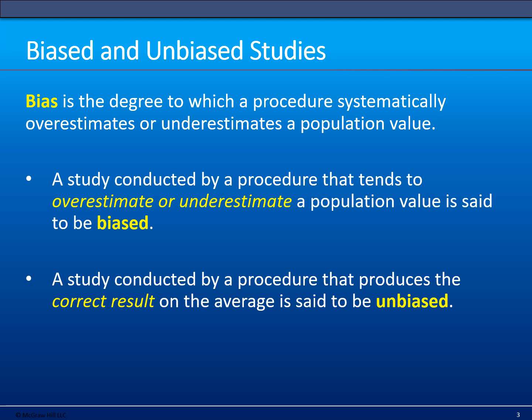A study conducted by a procedure that tends to overestimate or underestimate a population value is said to be biased. A study conducted by a procedure that produces the correct result on the average is said to be unbiased, of course. A study that overestimates or underestimates could also have a confounding variable. So it's not always just bias that's causing inaccurate results, but bias is a big one.